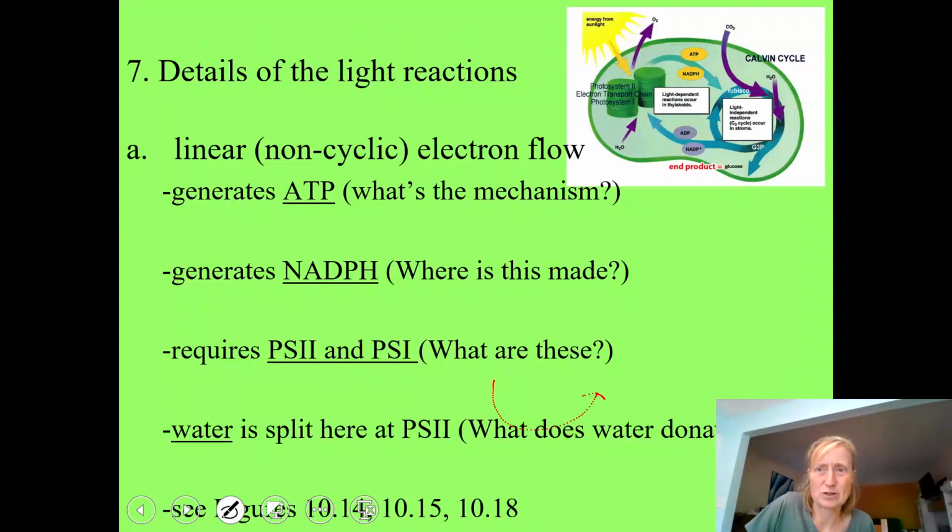So now we just have to look at the details of the light reactions. Here are a few of the details that we're going to see. We're going to write in some things now, and then we'll get back to them when we draw out this process. Turns out the light reactions are kind of complicated, and there are two different kinds. The one that we focus on the most are the linear electron flow light reactions.